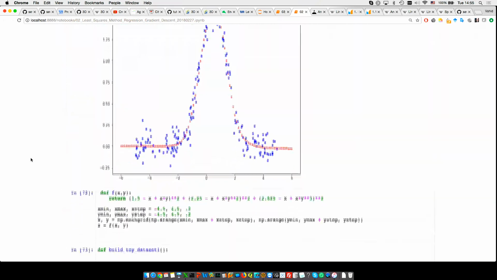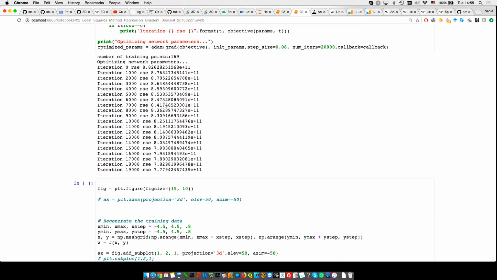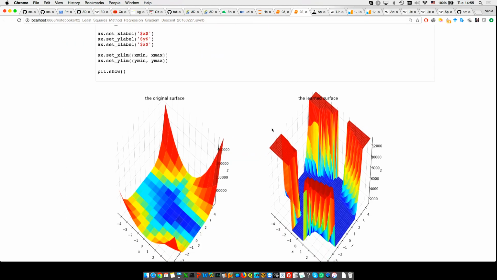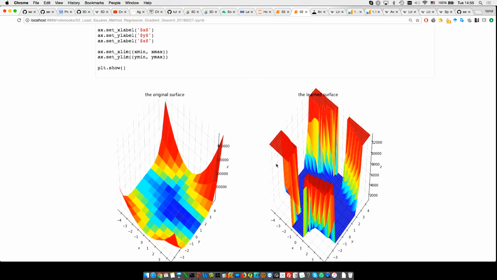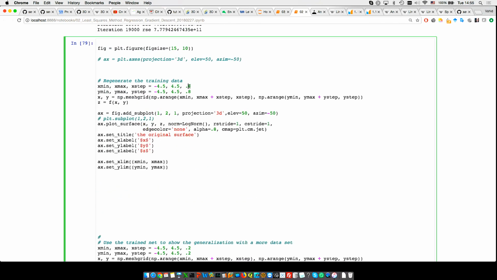So now for this function, I hope it's done. Yeah, but it somehow got stuck somewhere. So now this is the reconstruction.